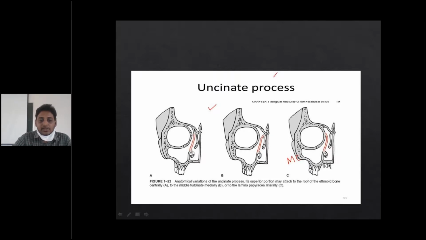And depending upon this attachment of the uncinate process, whether it is attached to the ethmoid bone, this is the ethmoid bone where I am showing, and this is a middle turbinate. So here the uncinate process is attached to the middle turbinate, and this is the orbit. Here the uncinate process is attached to the lateral wall, the orbital wall, that is lamina papyracea. You can see the uncinate process is attached to the orbit here. Here it is attached to the middle turbinate. Here it is attached superiorly straight into the ethmoidal bone, the ethmoidal roof.